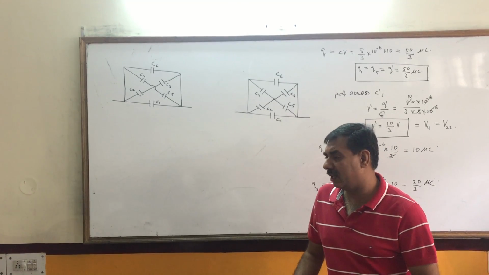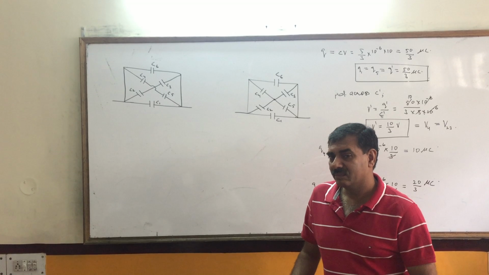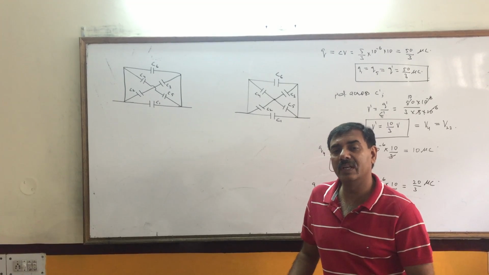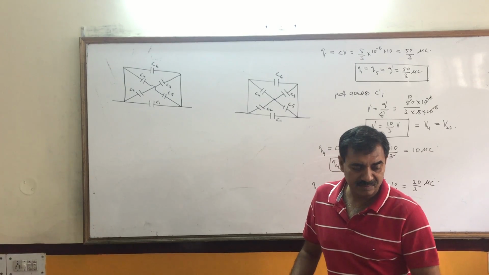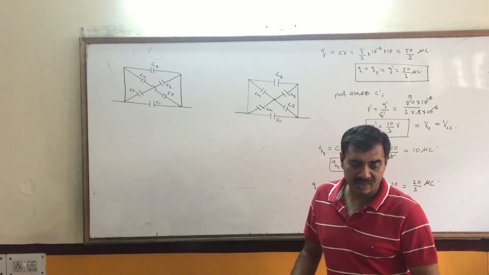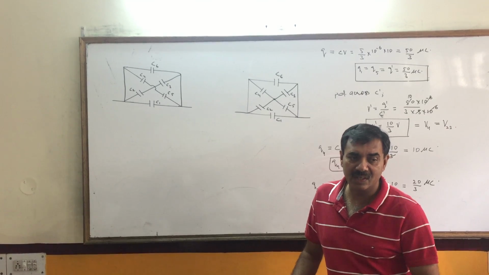30, the first one is 30. First one is 30. Jay will tell me why after 5 minutes, okay. 30.